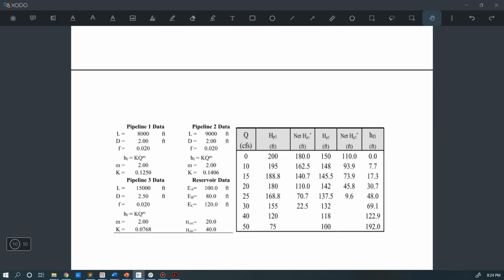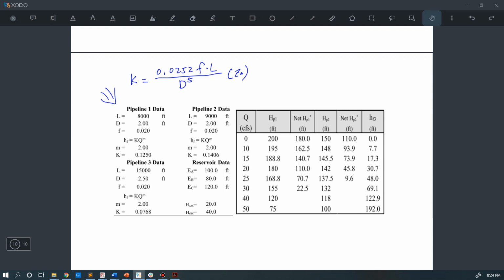So here I collect the information for each pipeline and the reservoir data shown in this table, and the K here is equal to 0.0252 times the factor F times the length of the pipeline divided by the diameter of the pipe to the power of 5. This is for the English unit. So with the information that we provide here, we can calculate the factor K for each pipeline using the equation that I write on top of this page.